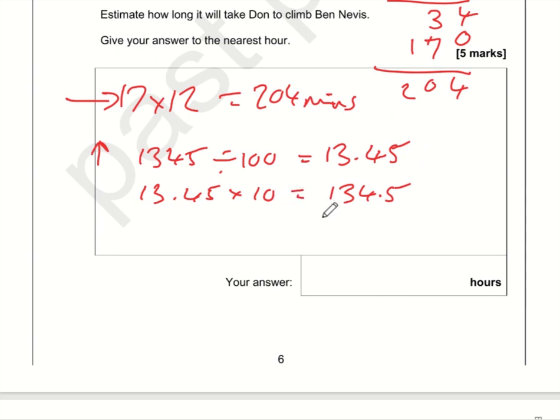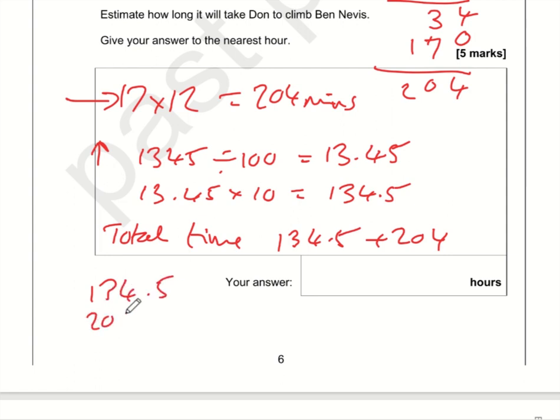Okay, right, so the total time is going to be the 134.5 minutes plus the 204. So 134.5 plus 204, well, this is going to be a 0.5 at the end. 4 plus 4 is 8, 3 plus 0 is 3, 1 plus 2 is 3. So that is 338.5 minutes. Now, we want to turn this into hours, so we need to divide this by 60.